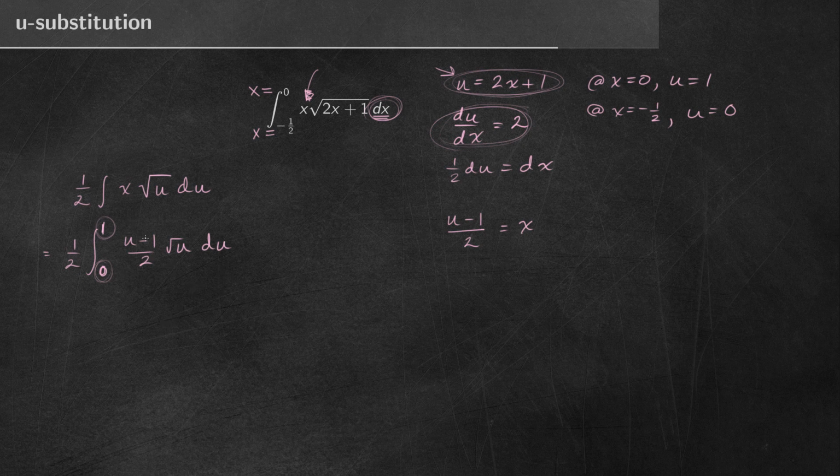So now I have to do some simplifying before I integrate. This dividing by 2 right here is the same as multiplying by 1/2, which I'm going to bring outside of my integral. So I get 1/4 integral from 0 to 1. And then I want to distribute this square root of u. So I have u times the square root of u minus the square root of u, all of that times du.